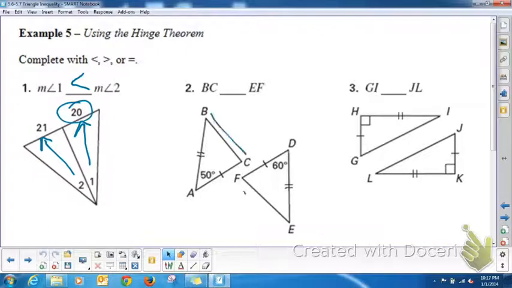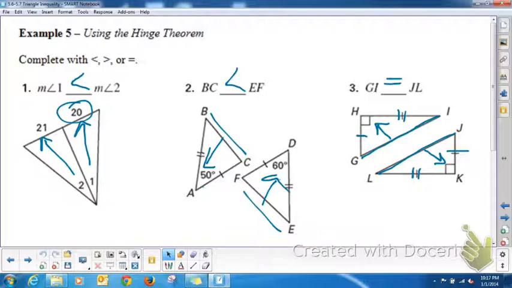BC and EF. BC is across from an angle that's 50. EF is across from an angle that's 60. 50 is smaller than 60, therefore BC is less than EF. GI is across from a 90-degree angle. JL is across from a 90-degree angle. If these sides were congruent, and the third side is both across from a 90-degree angle, then these triangles are congruent. Those sides are equal. You could use side angle side to prove it.